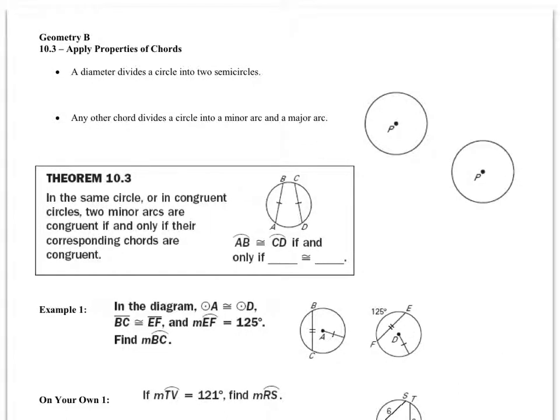Hi class, this is section 10.3, Applied Properties of Chords. We've already talked about what chords are. They are line segments that have both endpoints on the outside of a circle.